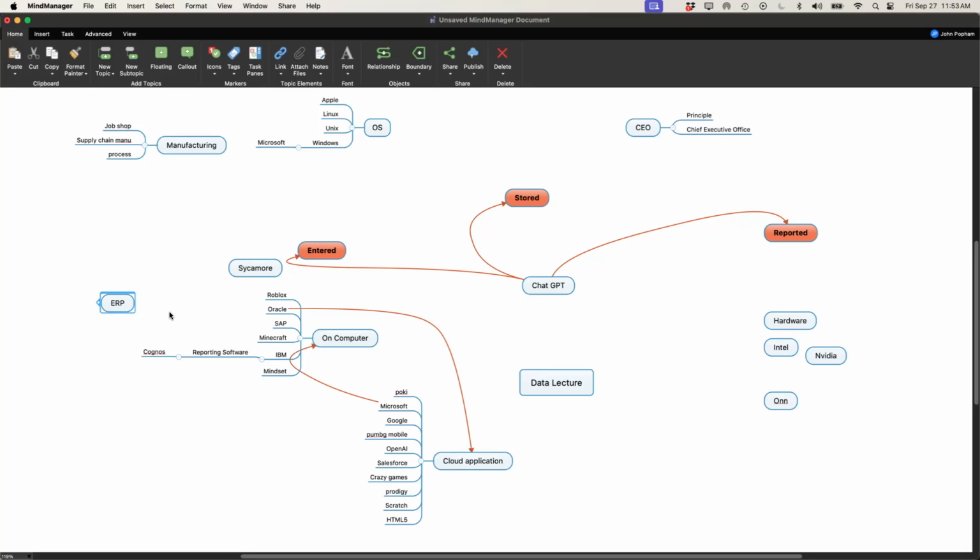So when you look at these companies, most companies have what's called a CEO or a chief executive officer. We have a principal, Mrs. Connick. So she's the CEO of the school essentially, and she runs it.